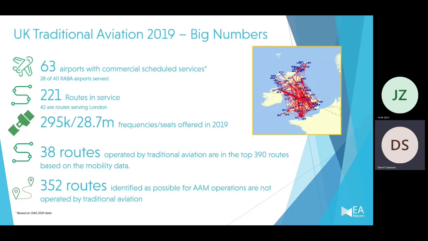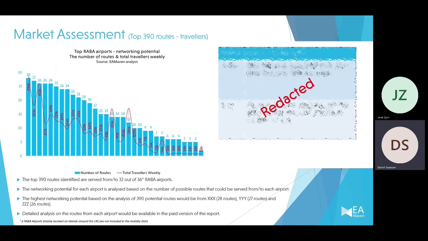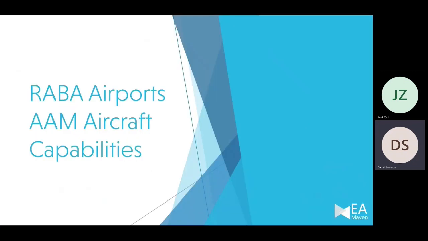So that just means that there's a huge number of routes out there which would be completely suitable for traditional hydrocarbon aviation as they're looking to pivot into advanced air mobility aircraft. So when we look at it in terms of the actual split, the airports there are redacted, of course, but what we are showing is the number of travelers in a week. It certainly is interesting. And again, it's saying that only 38 of those 390 routes are operated by traditional aviation.